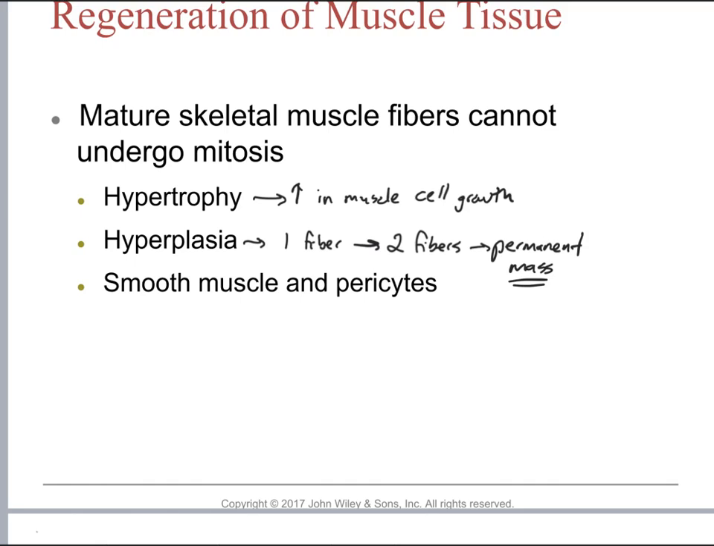Whereas in hypertrophy, if you stop weightlifting, then the muscle cells shrink and muscle mass decreases. Whereas in hyperplasia, that muscle mass does not shrink. It is essentially there forever because you created two new muscle fibers from the one. Lastly, we have smooth muscles and pericytes. Now, pericytes are spatially isolated cells that typically surround capillaries. They work together with vascular smooth muscle cells that surround large blood vessels like arteries, arterioles, venules, and veins. They make up the cells that are going to support blood vessels.